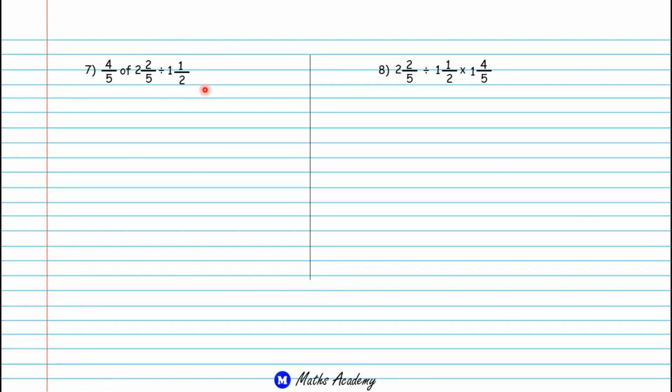So now let's do calculation number 7. Now all you have to do is convert these mixed fractions to improper fractions, and since the BODMAS rule tells us "of" should be done first, first you should do the "of" and then you should do the division. I hope you know how to do the division. You turn the division to multiplication and then you reciprocal the second fraction. So now let's do it.